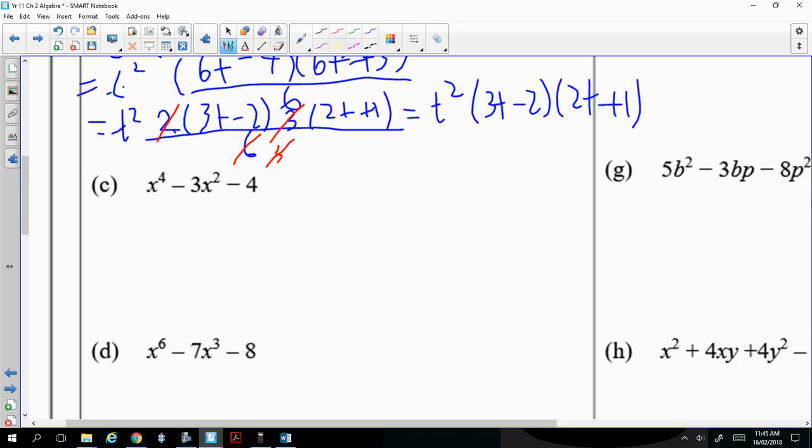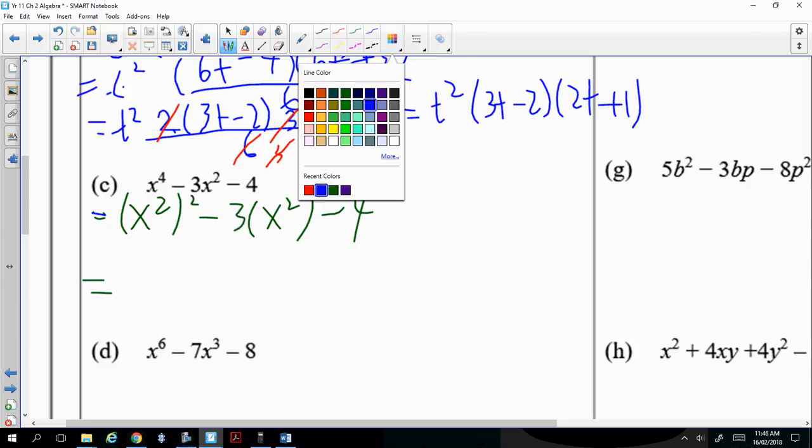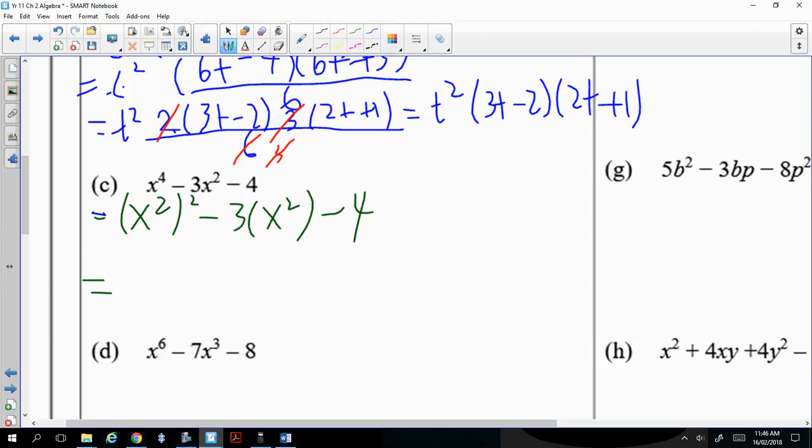It's like a quadratic, except the thing being squared is the x squared, right? So you pretend this is like a y. Because it's a quadratic looking like that, you just pretend this question is like y squared minus 3y minus 4, except you have x squared instead of y. So you have to pick two numbers which multiply to get -4 and add to get -3, which is -4 and 1, isn't it? So in the bracket, you write x squared minus 4, x squared plus 1.